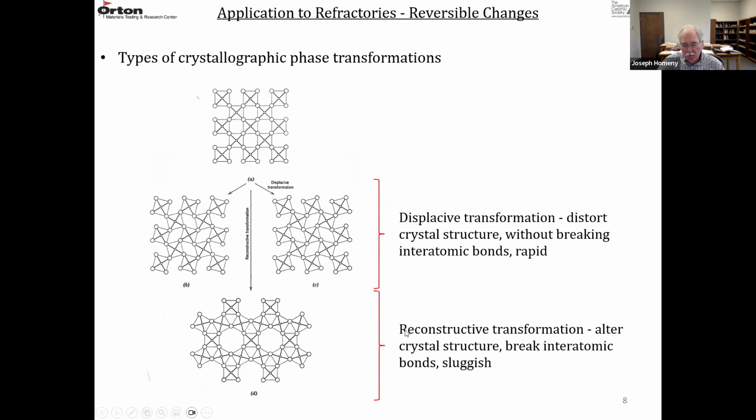The other type is the reconstructive transformation. That's diagram D. Now you break atomic bonds and reform bonds, and you're really making a different crystal structure. So that type of transformation is sluggish. It's a slow type of transformation. But either type of transformation has a volume change associated with it.